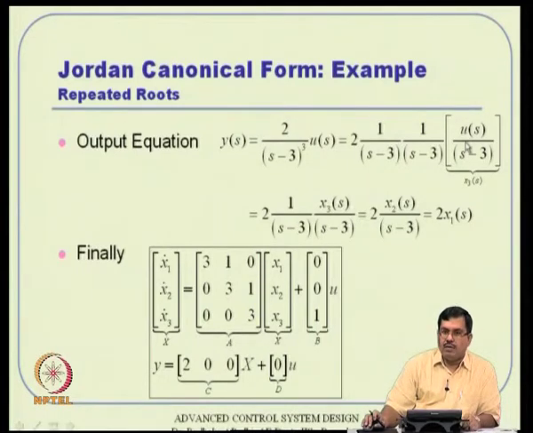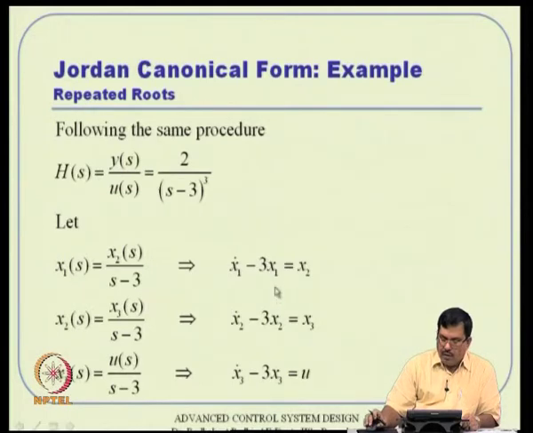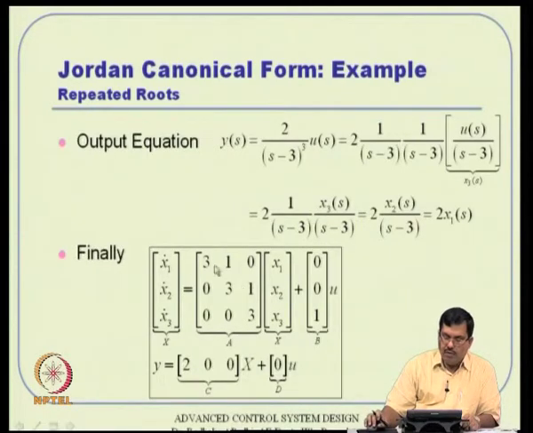So, once I put x3 of s here, it turns out to be x3 of s by s plus 3, which is nothing but x2 of s, and once I put x2 of s here, it is nothing but x1 of s. Okay. So, essentially y of s turns out to be just 2 times x1 of s. Noting all these, that these are the state equations and this is the output equation, we can finally convert all these into time domain and say, okay, this is my Jordan canonical form A and B matrices, and this is the corresponding C and D matrices. So, that is how we got it for repeated roots.